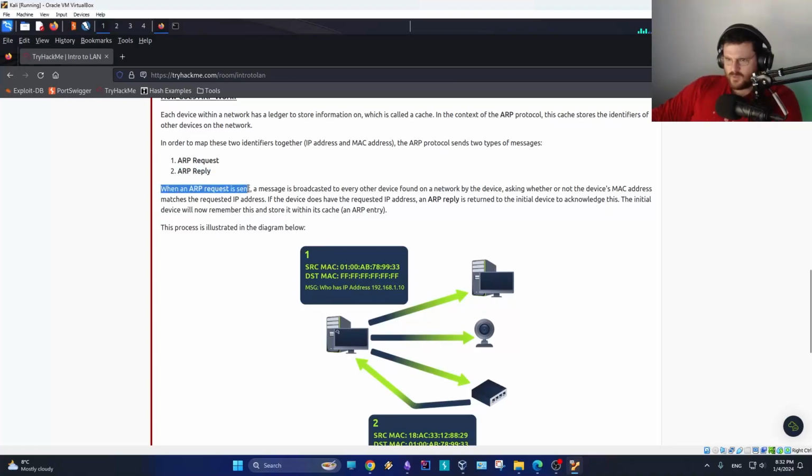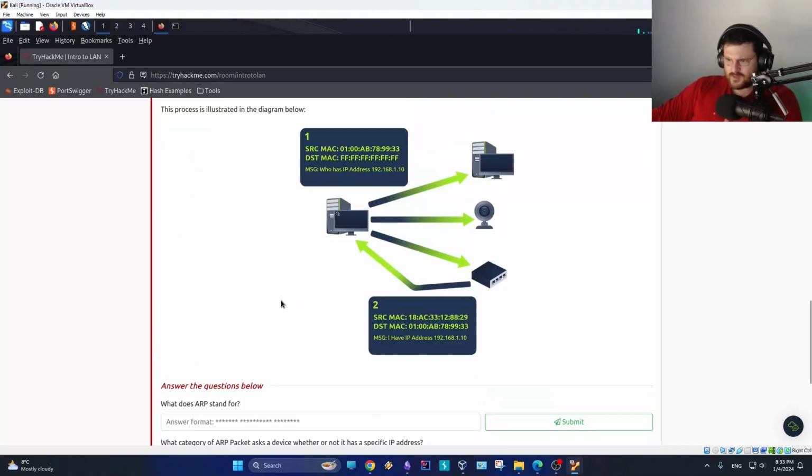When an ARP request is sent, a message is broadcasted to every other device found on a network by the device, asking whether or not the device's MAC address matches the requested IP address. If the device does have the requested IP address, the reply is returned to the initial device to acknowledge this. The initial device will now remember this and store it within its cache. ARP entry.